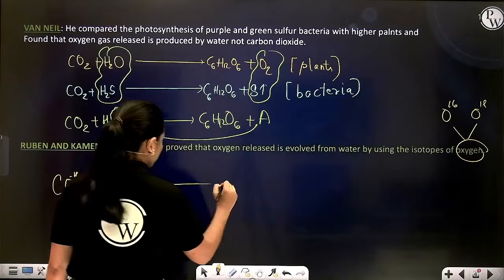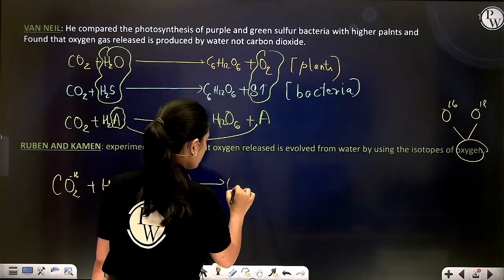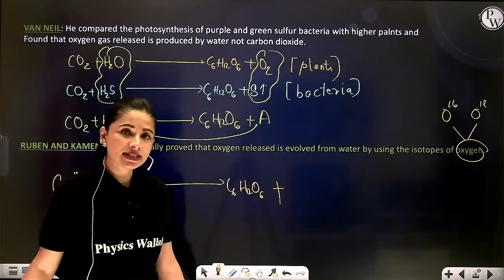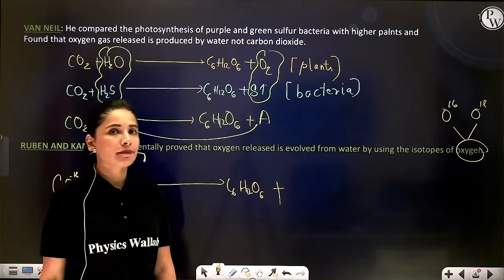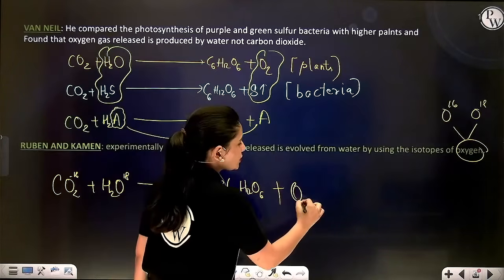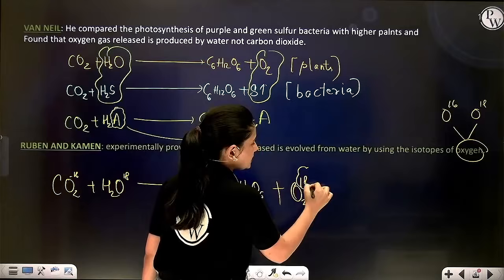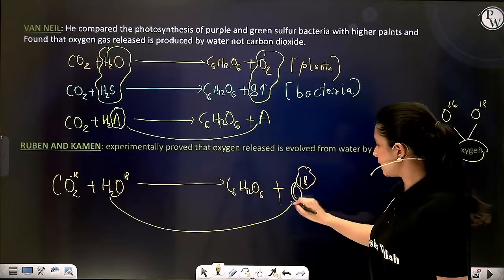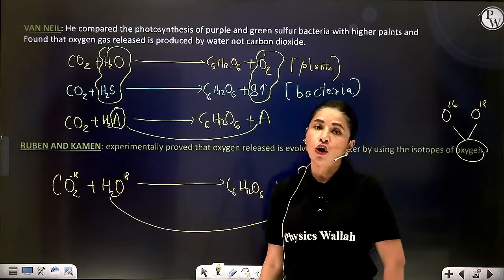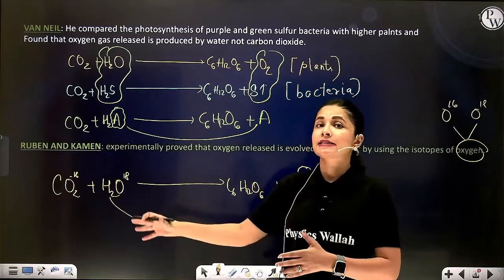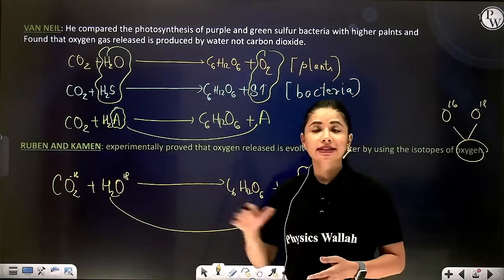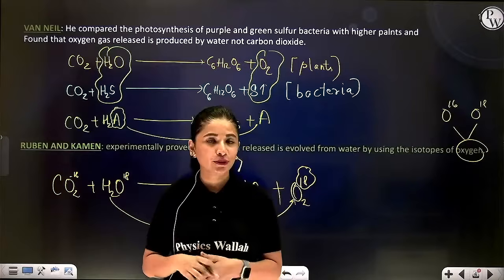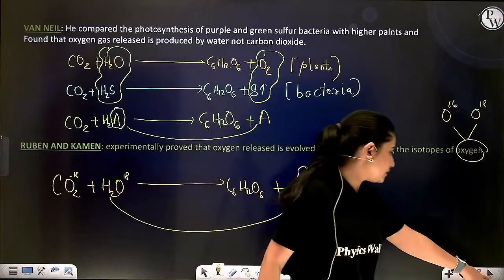Now, complete photosynthesis was performed. Glucose is produced. And not surprisingly, Rubin and Kamen found that the oxygen which is released is of O18 nature, thus proving that water is the ultimate source of oxygen, not CO2. Hope this experiment is also clear to each and every one of you. Now, moving ahead with the next section.